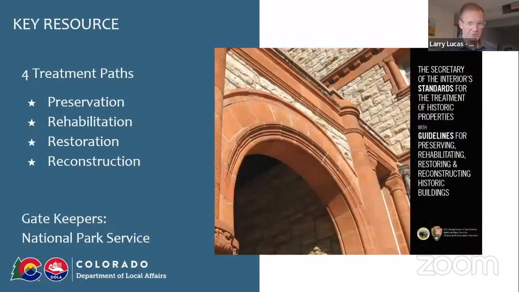This is your key resource, though. Working with the National Park Service, who essentially holds the register that your National Historic Landmark is listed in. There are 4 treatment paths. Preservation is kind of like, let's keep it going. Let's keep it like it is. We're not going to do much improvement. Rehabilitation is what most of this focuses around, because if you do rehabilitation, you can get tax credit money.